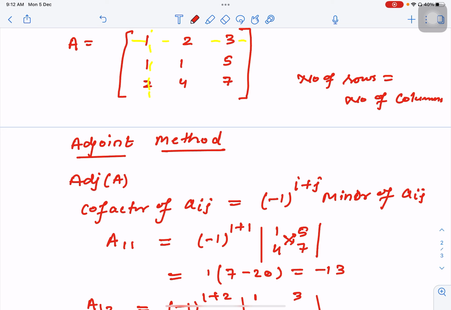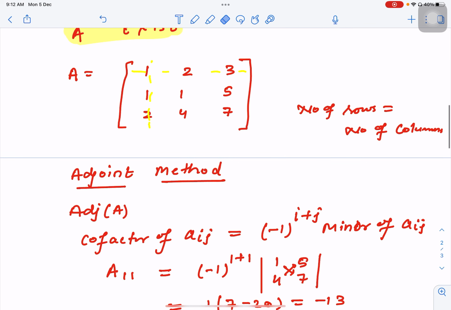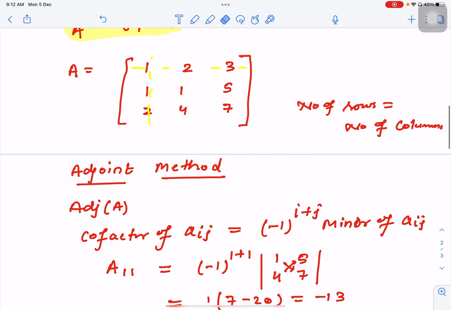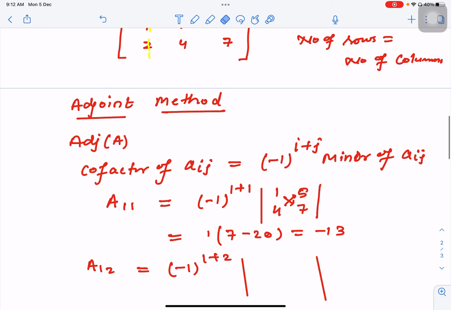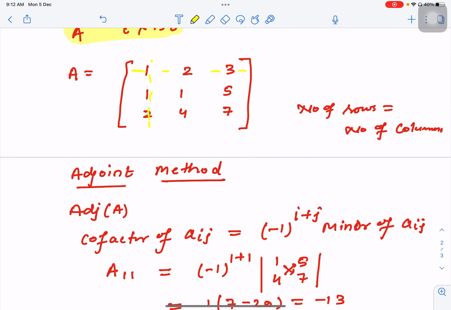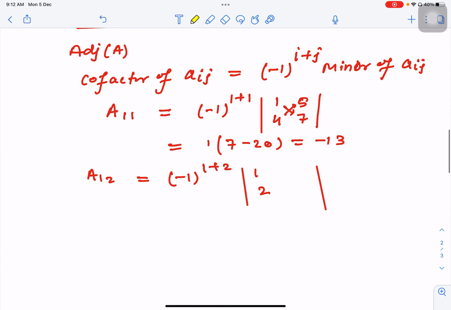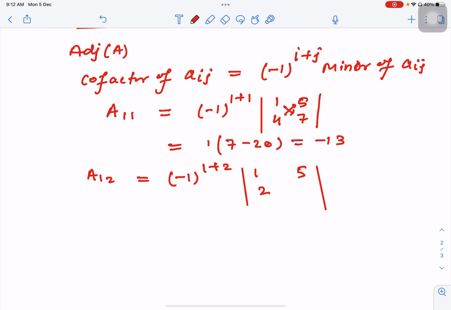1 3. No, you deleted the first row, right? So first row and second column. So what remains? 1 2. See, we deleted this row, first row and second column. So 1 2 5 7. With the help of a pencil, you can cancel that, so that it is easy to identify.